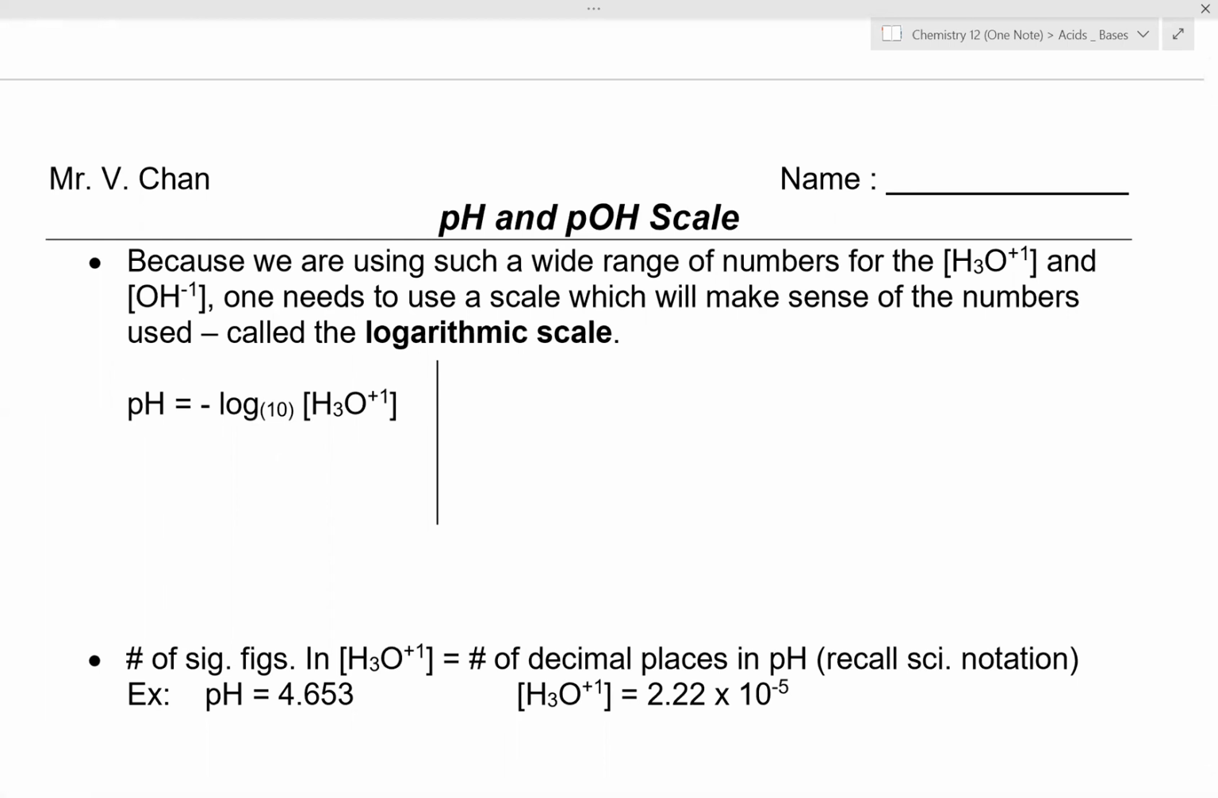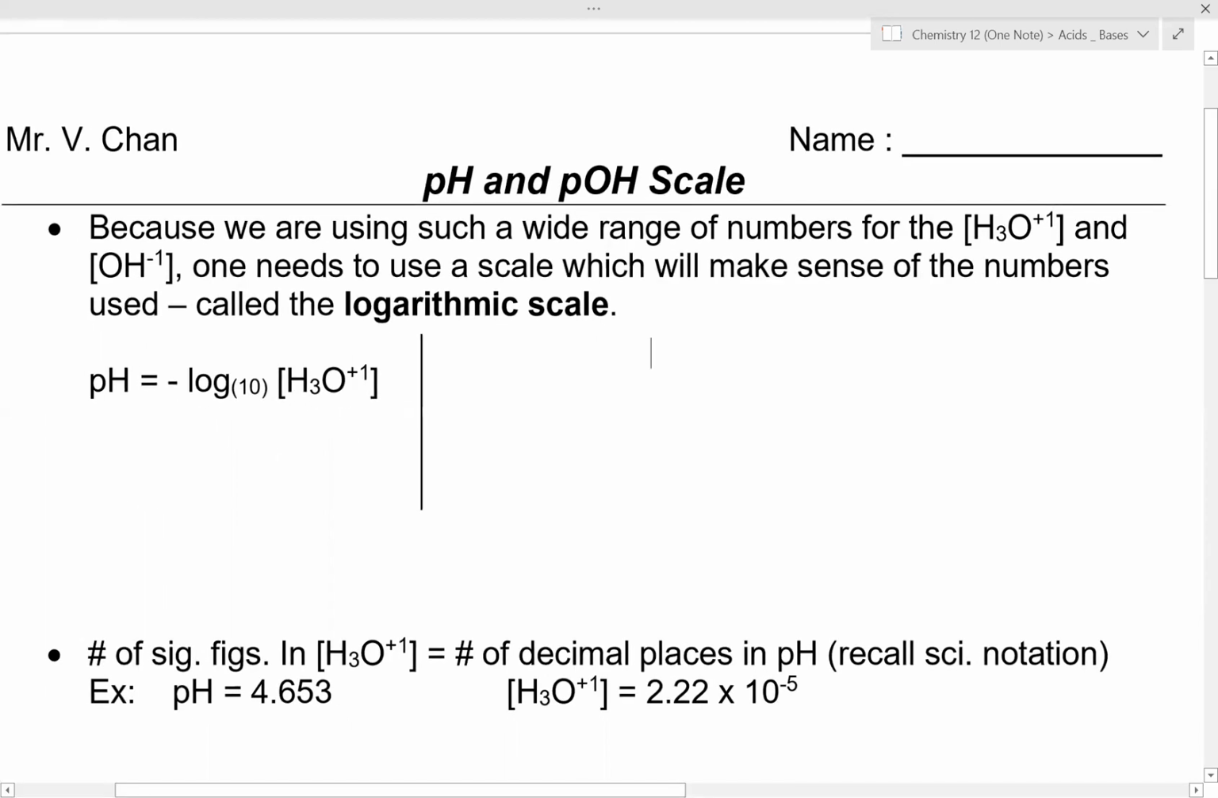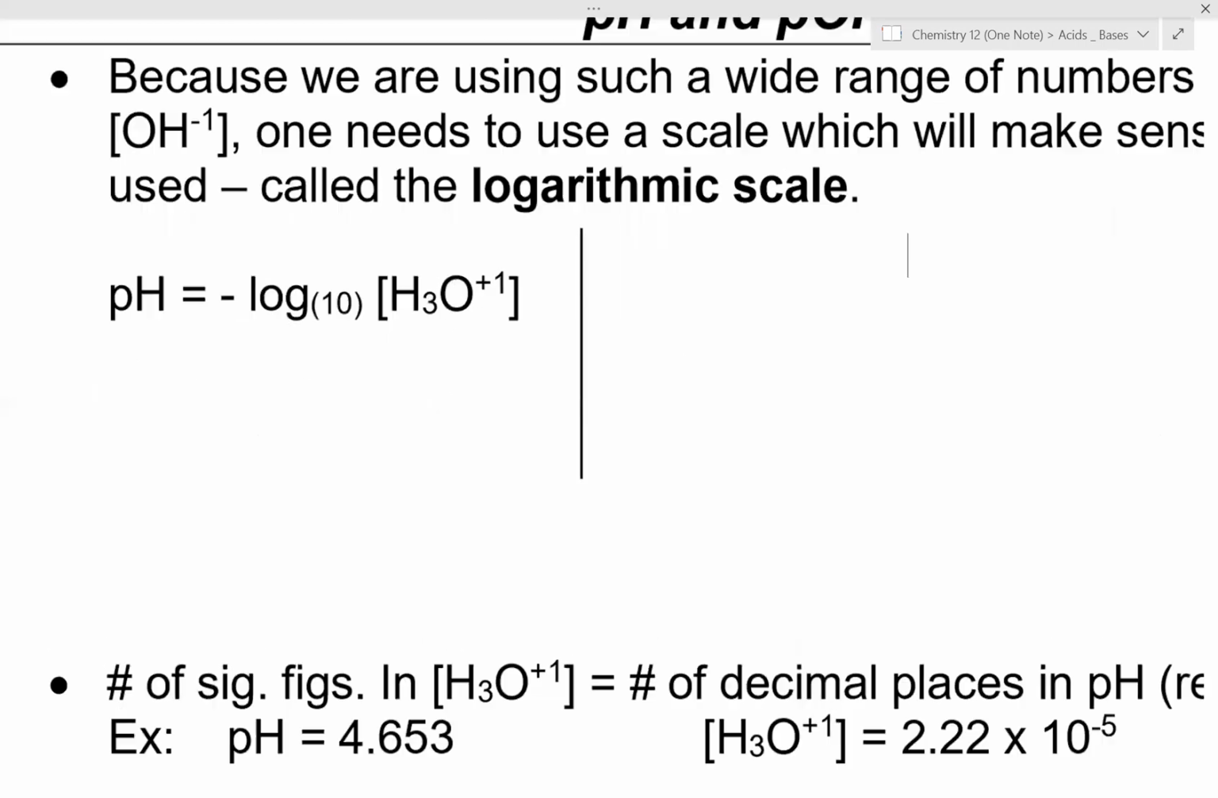Now, some of you may have been already exposed to this back in grade 10 or even in your biology classes. But what I wanted to do was explore the chemical principles of what is meant by the pH scale. The reason why we use the pH scale is because we're using such a wide range of numbers for the H3O plus and OH minus 1 concentrations. We need to use a scale which will make sense of the numbers, and this is called the logarithmic scale.